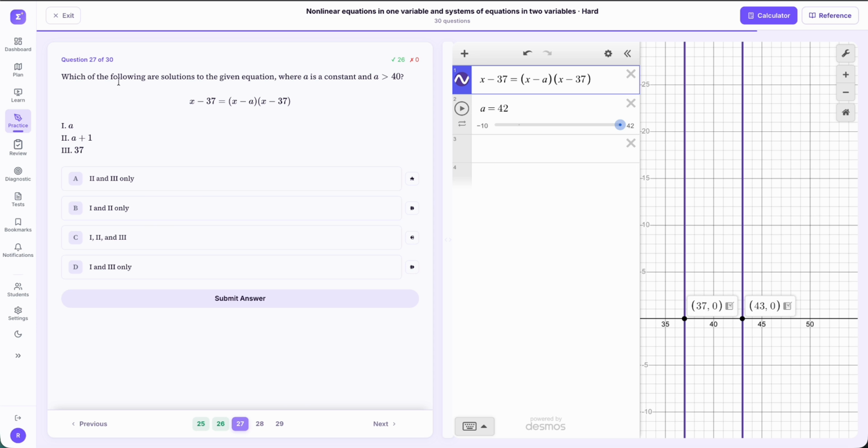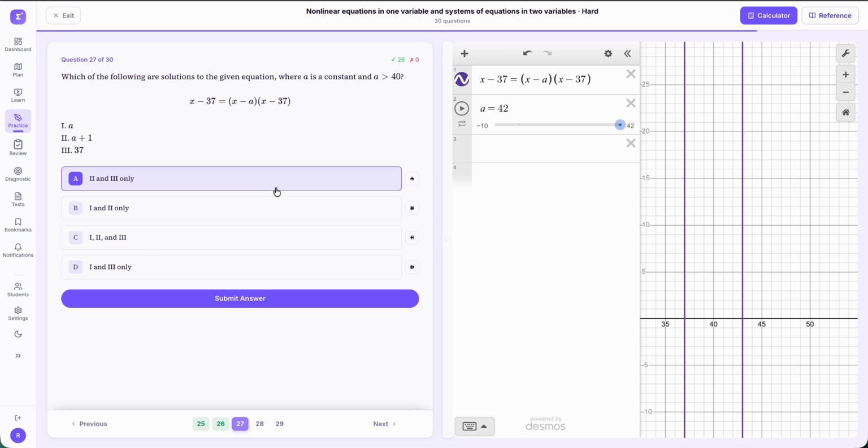The question is, which of the following are solutions? So we see 37, so it's definitely Roman numeral 3. What about the other one? Well, it says A and A plus 1. Well, it depends on what your A is, right? We made A 42. So Roman numeral 1 saying 42, it's not 42, it's 43. So A plus 1 works then, right? Because 42 plus 1 is 43, right? So we want Roman numeral 2 and 3, right? That's going to be our answer here, okay?